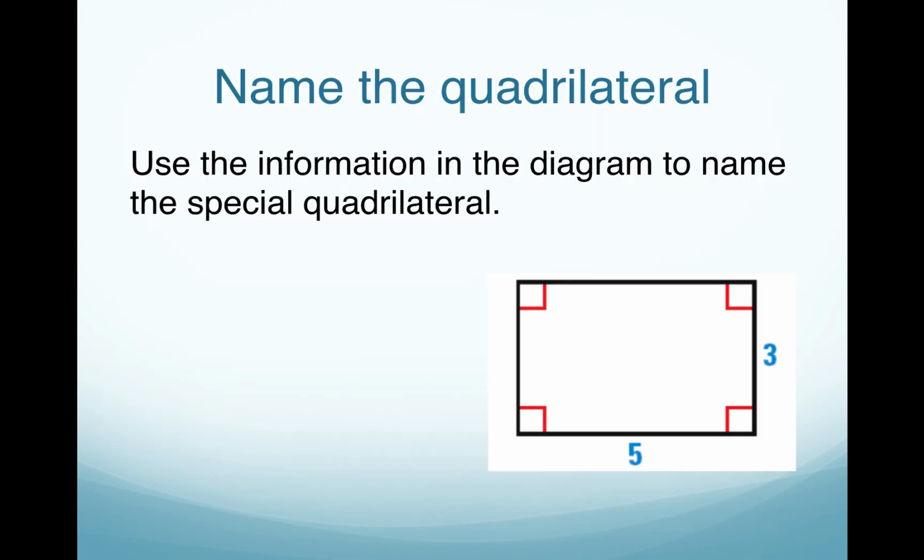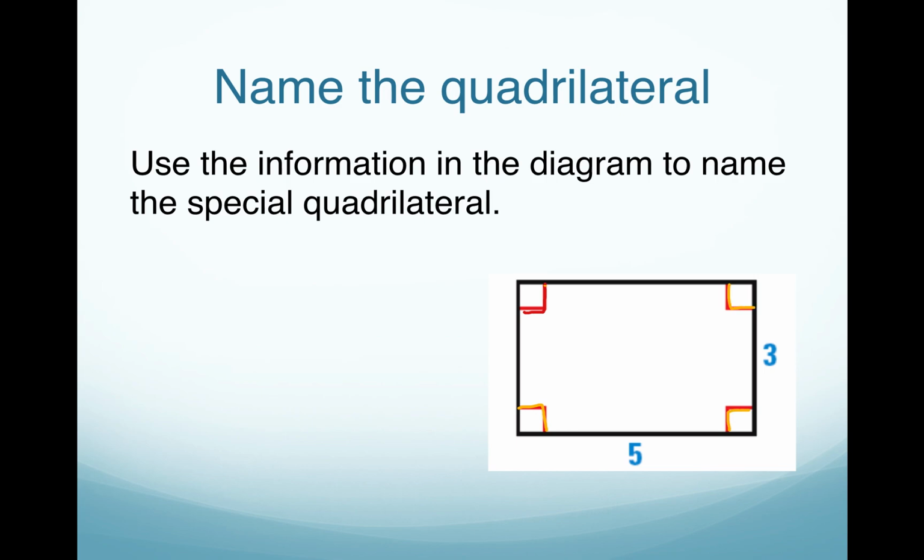We are going to use these corollaries to name quadrilaterals. So use the information in the diagram to name the special quadrilateral. Well, the first thing that sticks out when I look at this picture is that all of its angles are labeled as right angles. Right here, we know they're all right angles.